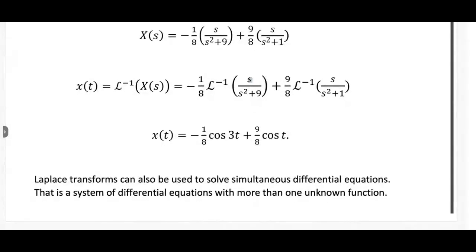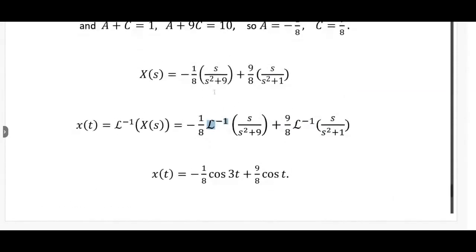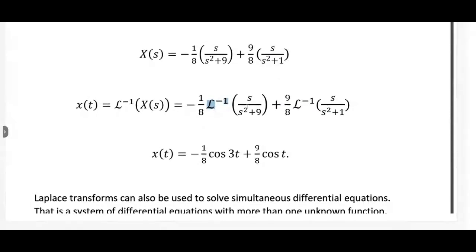So now we're into the inverse Laplace transformation. Where am I? Okay, here. s over s squared plus k squared. In this case, it's 3 squared. Right? We know that's cosine kt, cosine 3t. And the inverse Laplace transformation of s over s squared plus 1, k is 1. That's just cosine 1t. Of course, with these scalars.